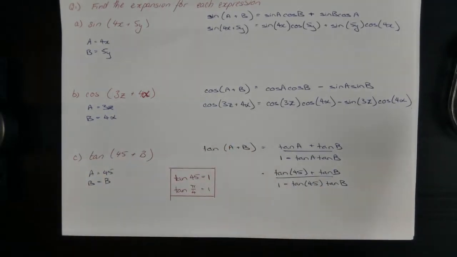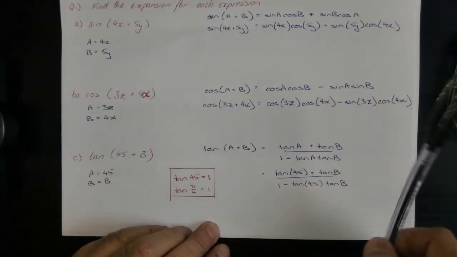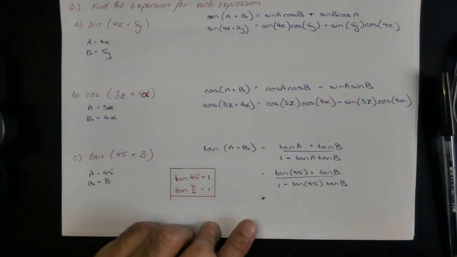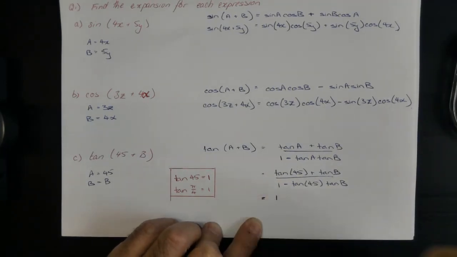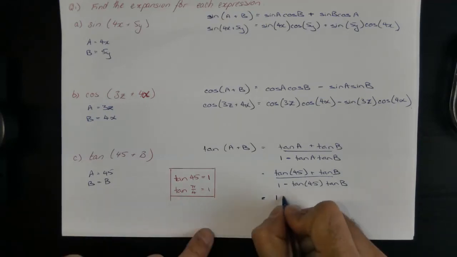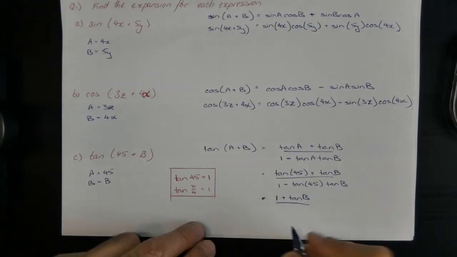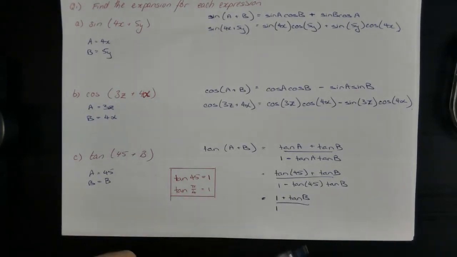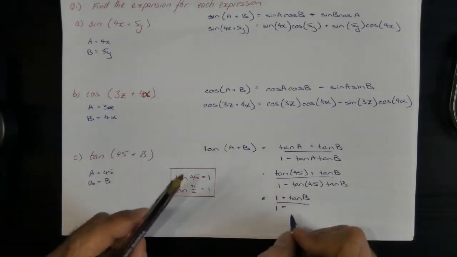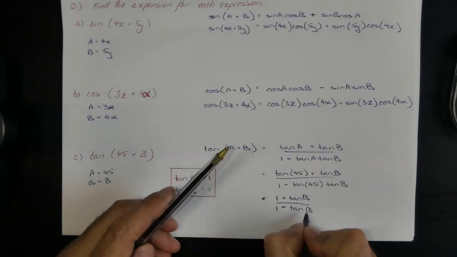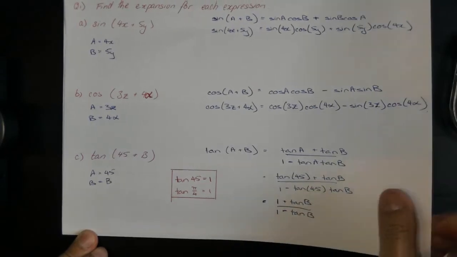Continuing on with this problem, this tan 45 is 1. That still says 1 plus tan B. Then 1 minus, tan 45 was 1, and 1 times tan B is tan B. So the final solution is 1 plus tan B over 1 minus tan B.